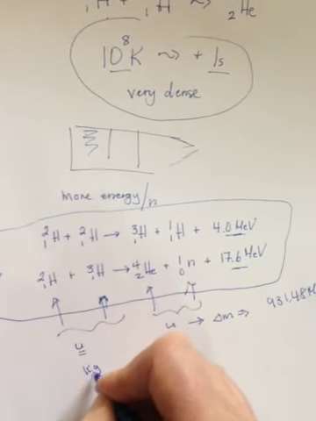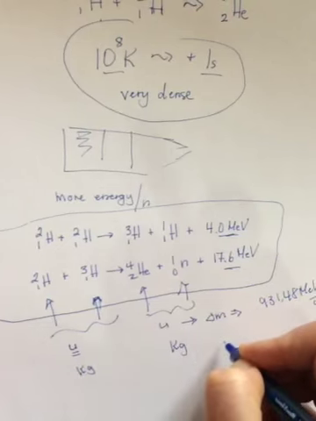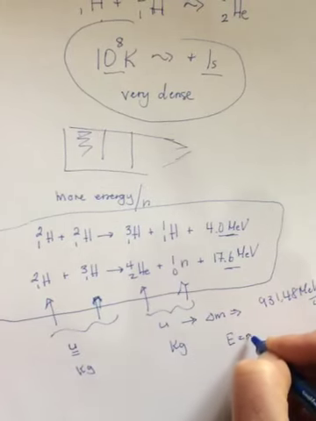If you were told it in kilograms, then you would use E equals mc squared.